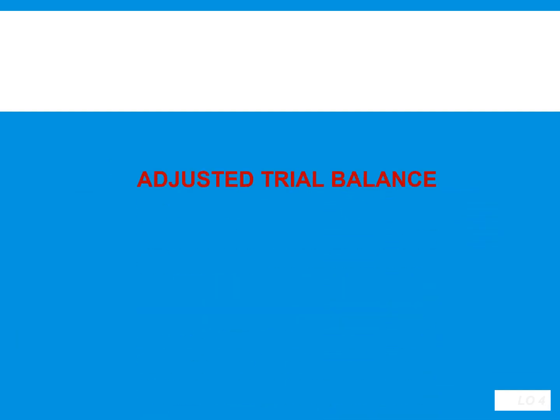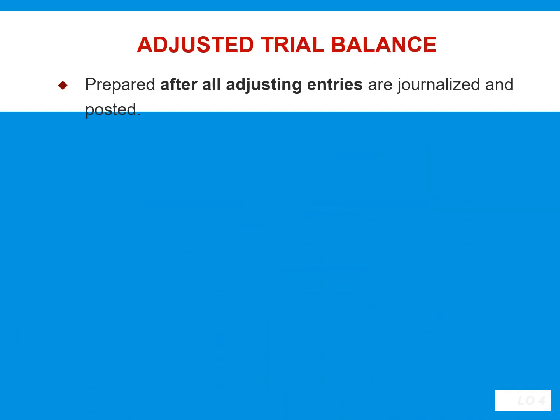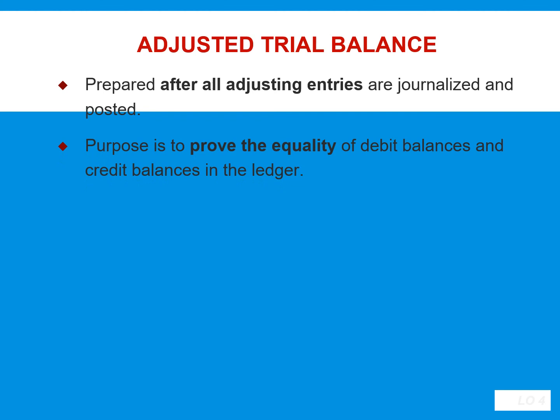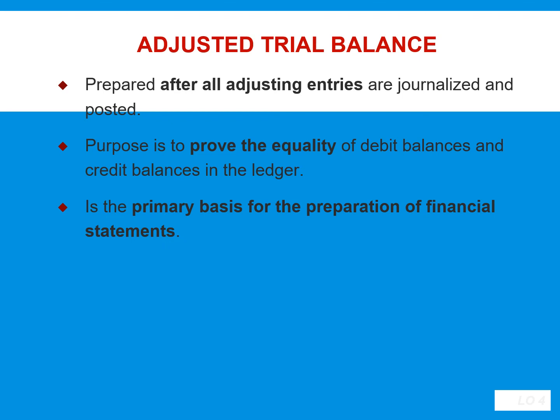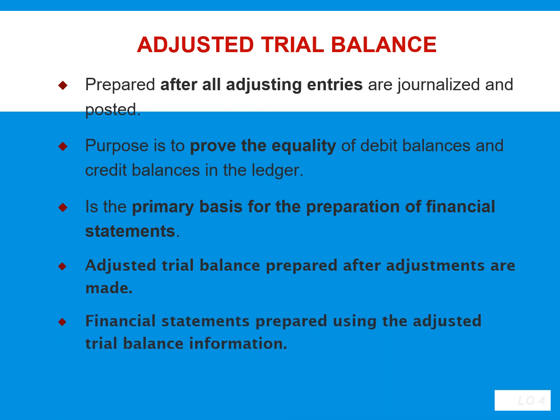Adjusted trial balance. Is prepared after all adjusting entries are journalized and posted. The purpose is to prove the equality of debit balances and credit balances in the ledger. Is the primary basis for the preparation of financial statements. Adjusted trial balance is prepared after all adjustments are made. Finally, the financial statements are prepared using the adjusted trial balance information.